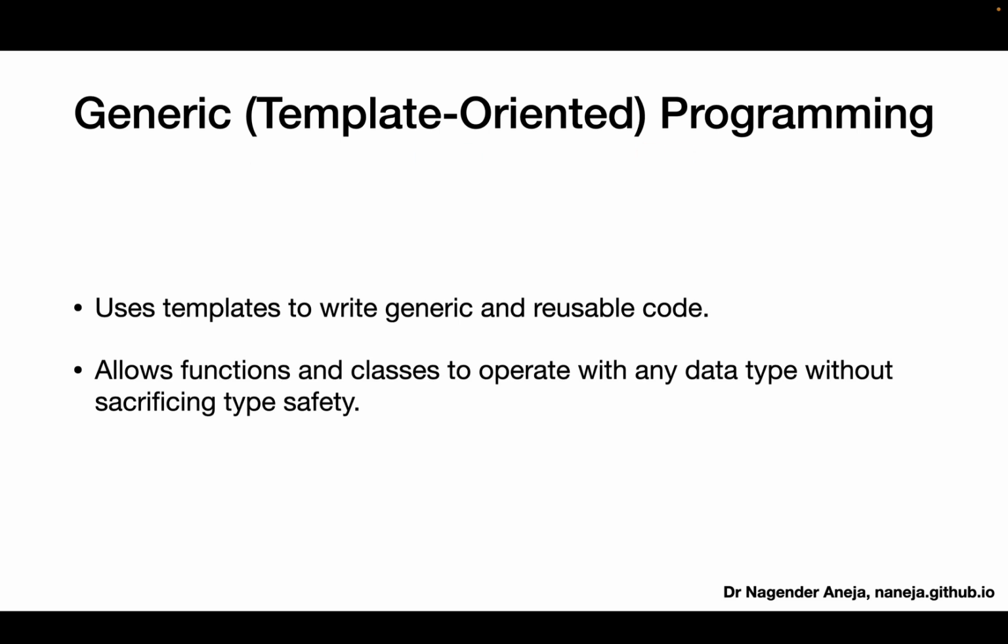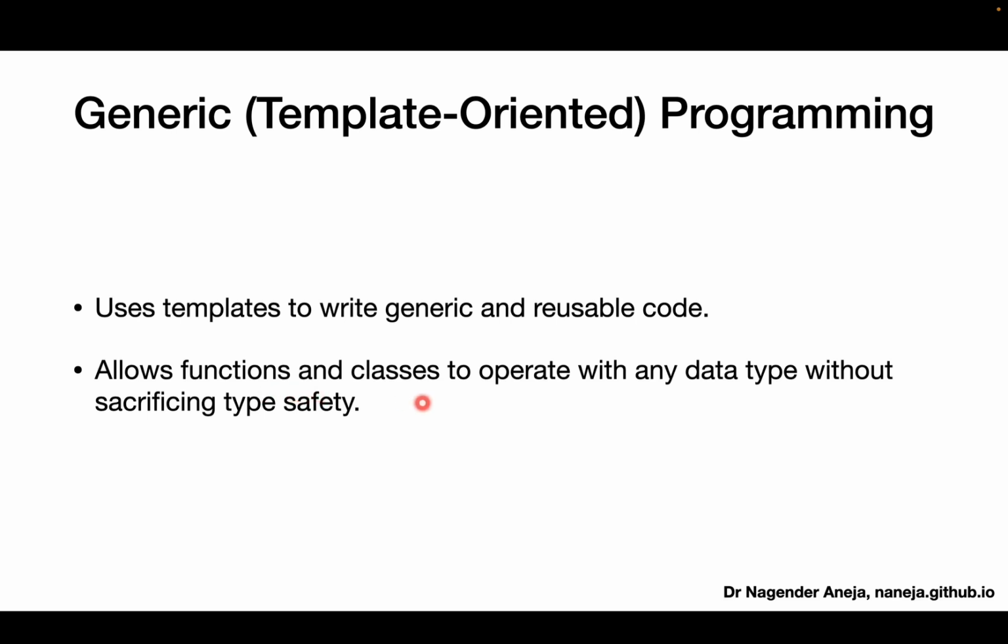Then we have generic programming, template-oriented programming, where we use templates to write generic and reusable code. Here the emphasis is that we should not be writing code just for specific data types. Like writing one class with integer members and another with float members, or a function that uses integers and another that uses floats. We should not be writing that. We should write a generic class, like we have vector. We can create a vector of integers, we can create a vector of objects. So that's a generic class. Similarly, we can create our own generic functions. So the emphasis is on generic programming.